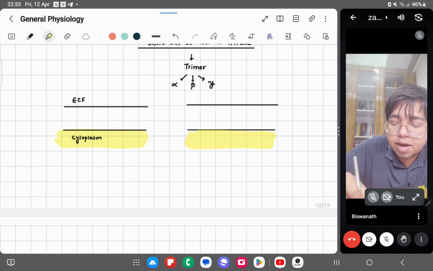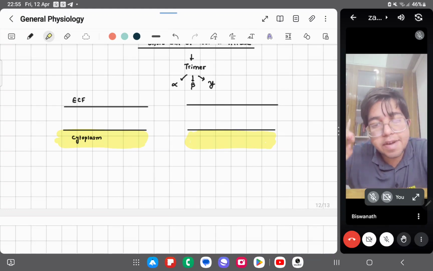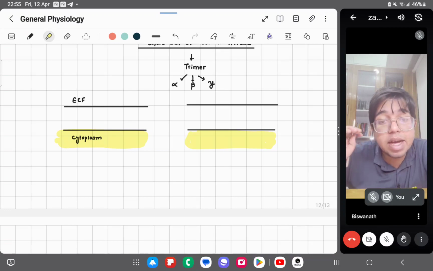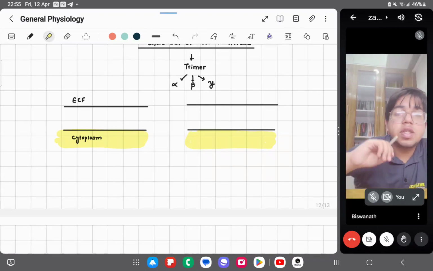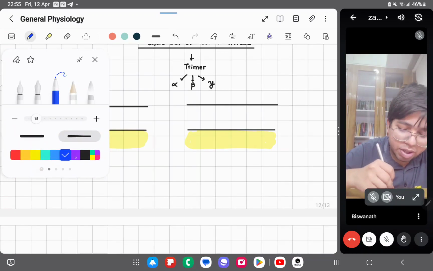It's inside the cell, right? It's inside the cell. And here we have an alpha subunit and a beta subunit, and a gamma subunit itself, and the gamma subunit is very small. So we have an alpha subunit, we have a beta subunit. Just remember both subunits.